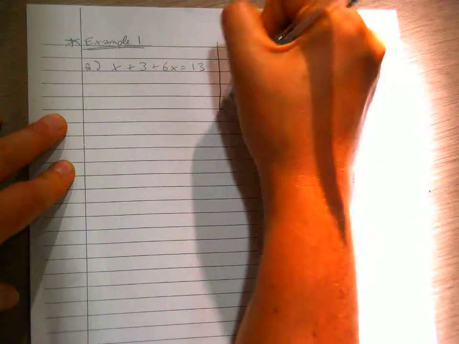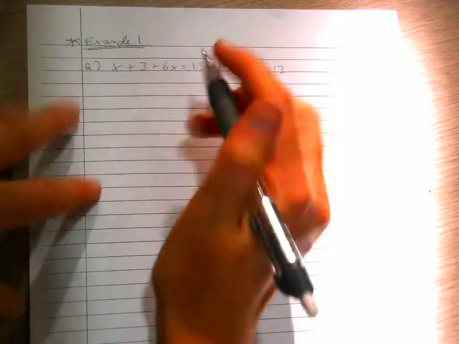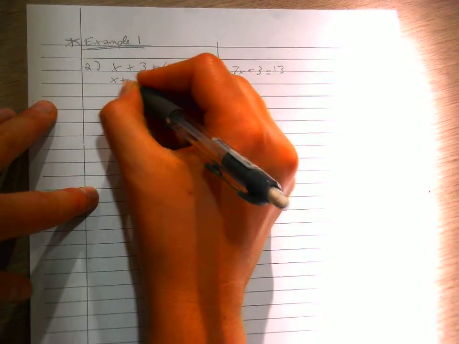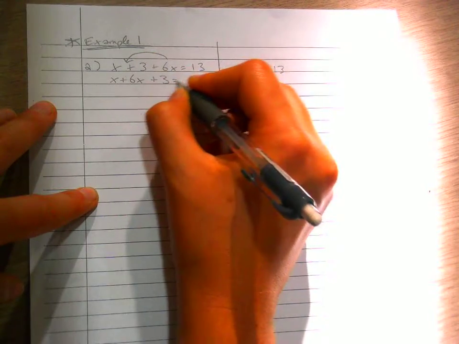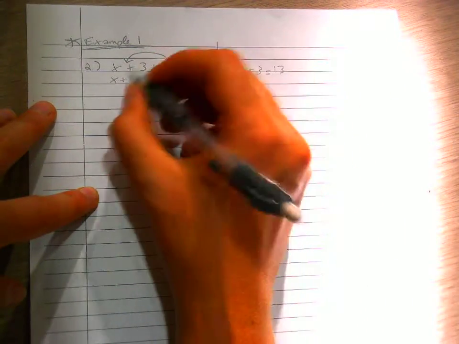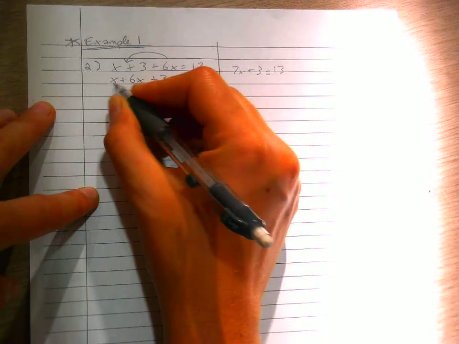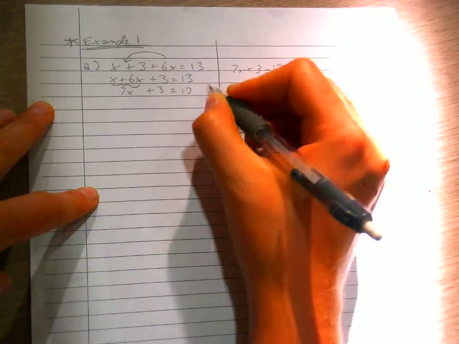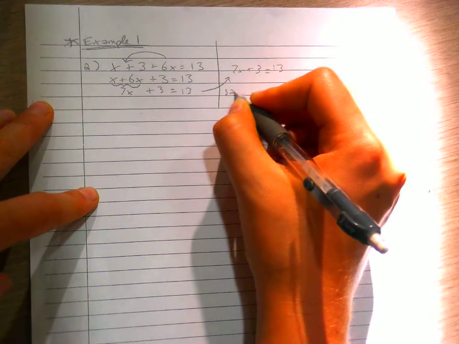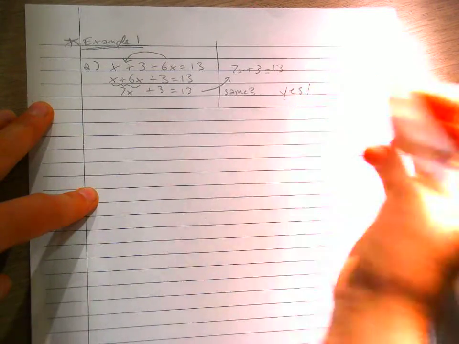Well, let's use the property of rearranging to figure this out. So x plus 6x, I'm just going to move this right here, plus 3 equals 13. Alright, now we have 1x and 6x's, so those can combine to make 7x plus 3 equals 13. Same? Yes. Alright, they are equivalent.